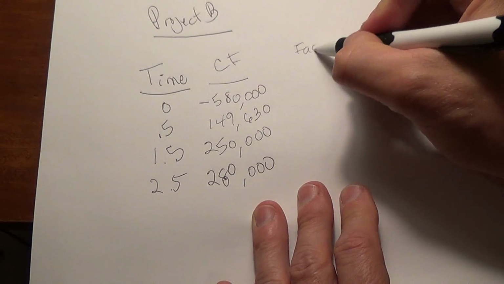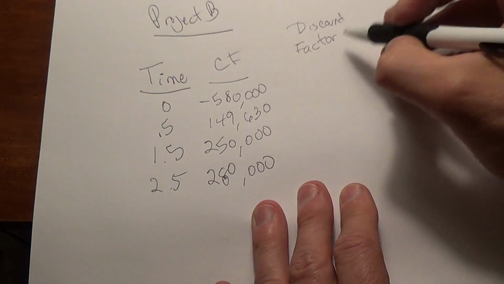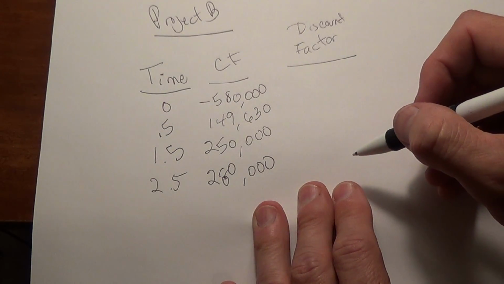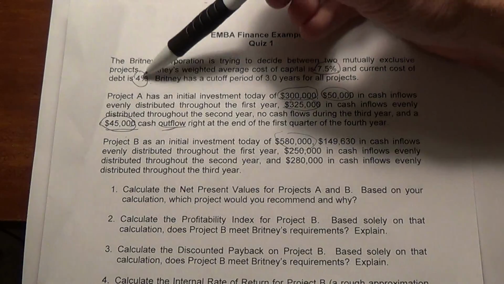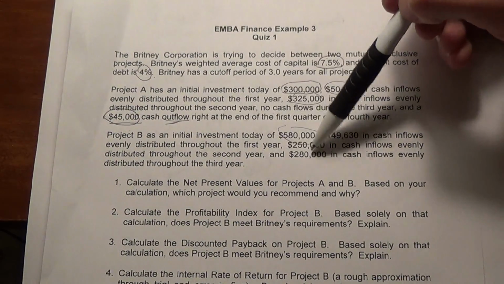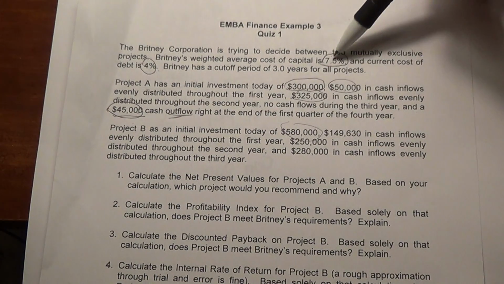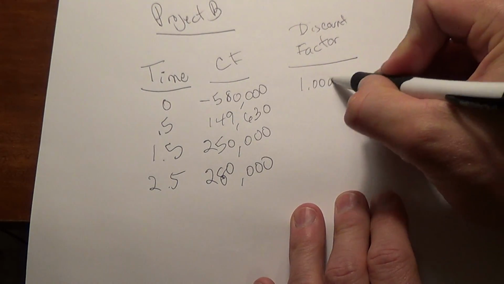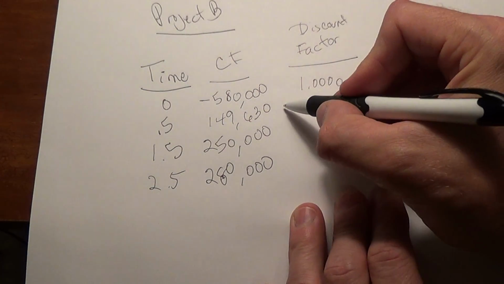Our factors, our discount factor. Again, my discount rate is 7.5%. We saw that given in the problem, 7.5%. We do not need the cost of debt on this one because all the cash flows in the future are positive, they're inflows, so we're going to use the cost of capital for all of the cash flows. So, of course, for time 0, the discount factor is just 1. And again, I go out 4 decimal places. That's the norm for discount factors.